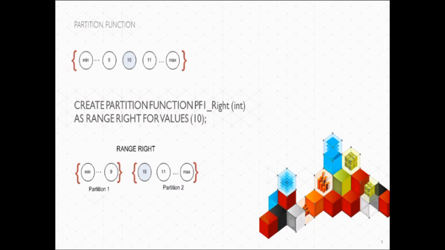Okay, for both RANGE LEFT and RANGE RIGHT, the leftmost partition has the minimum value of the data type as its lower limit, and the rightmost partition has the maximum value of the data type as its upper limit. So I hope I explained clearly.